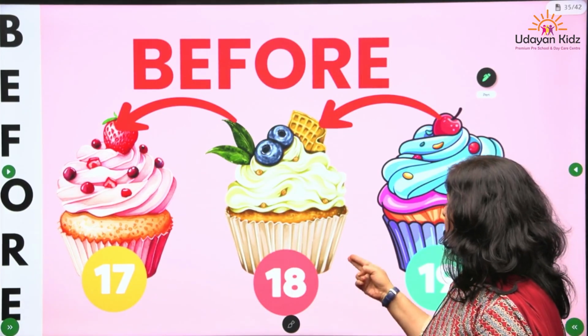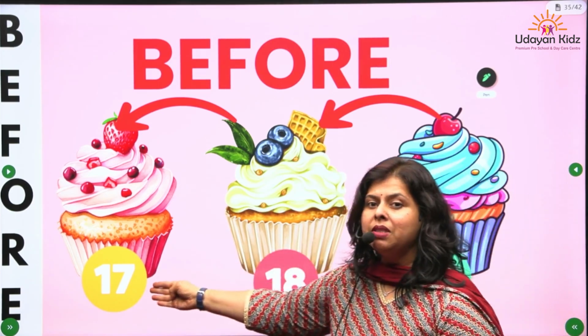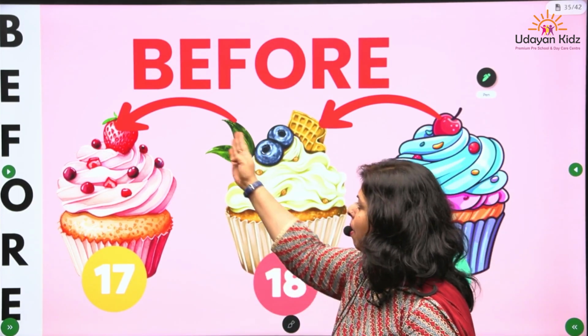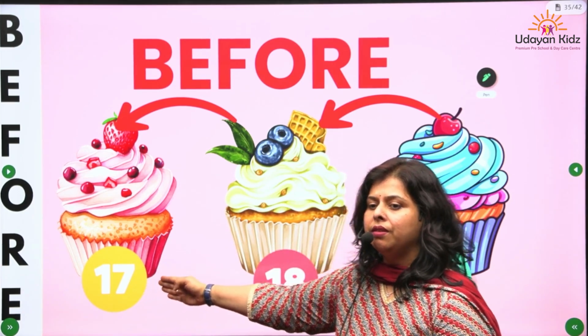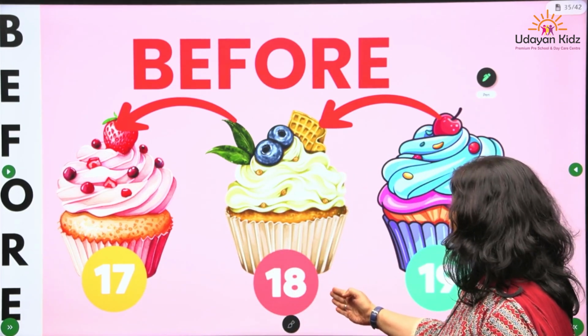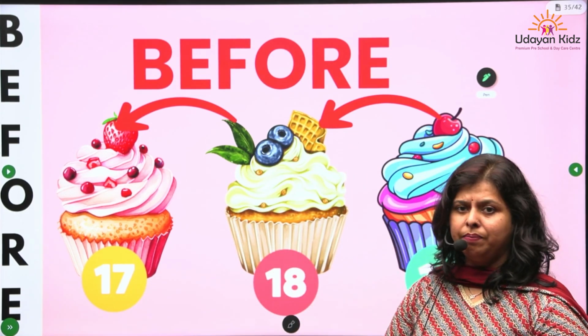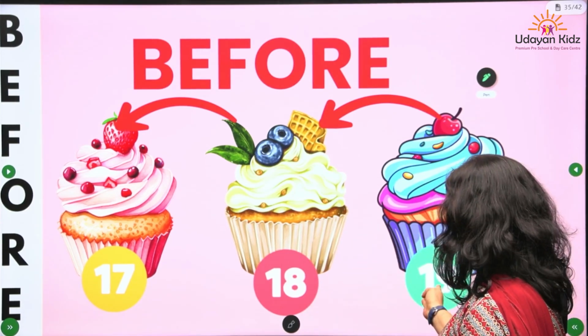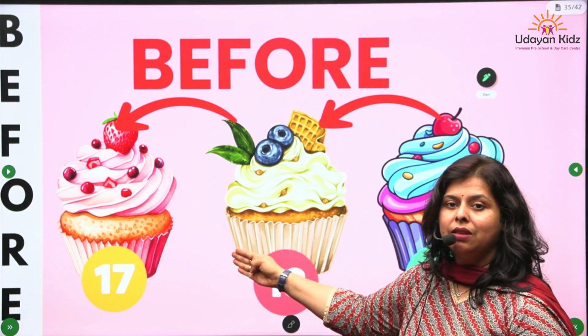Next, where does number 17 come? Number 17 comes before number 18. Then, where does number 18 come? Number 18 comes before number 19. Okay?